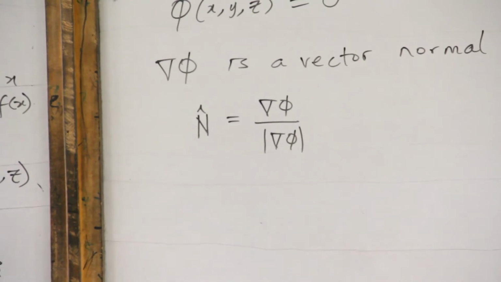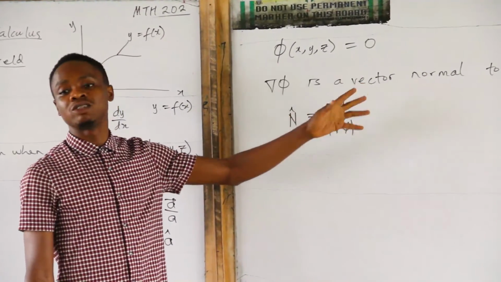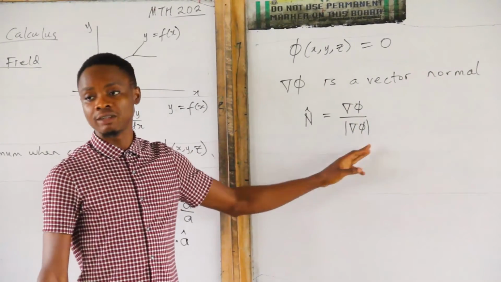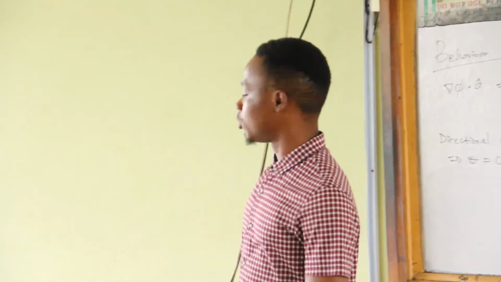So we are just recognizing what we've done before. Nabla phi is a vector that is normal to the surface. If I want the unit normal to the surface, I divide by the modulus of nabla phi to give me the unit normal to that surface. Does that make sense to you? That's what we mean by unit normal. Alright, so let's move on. And finally, it is.